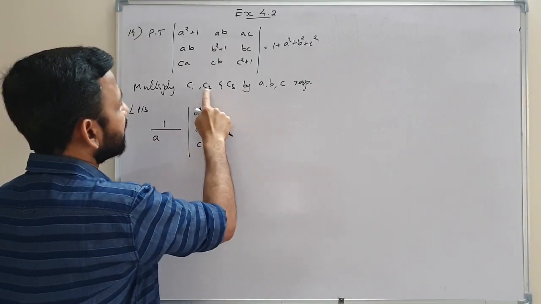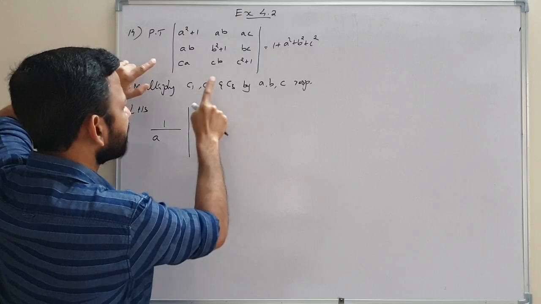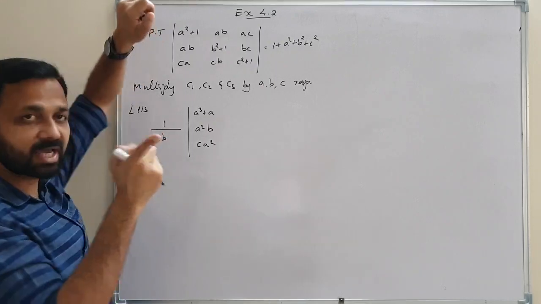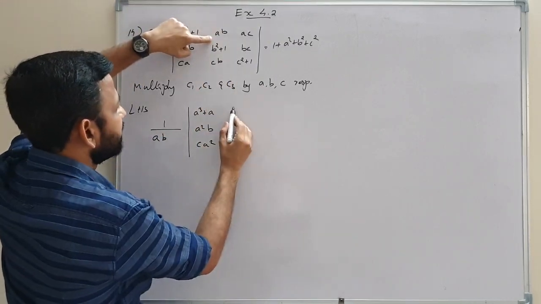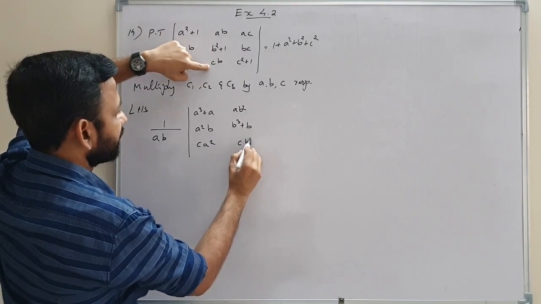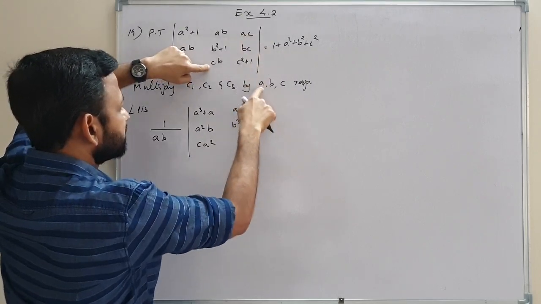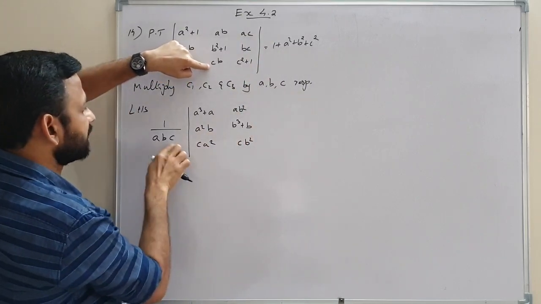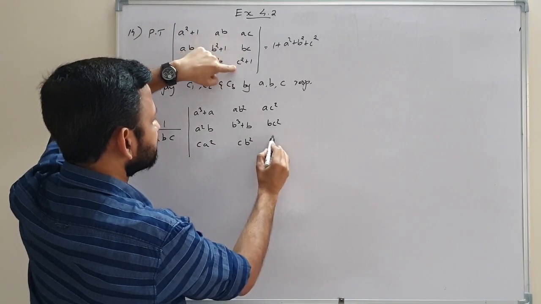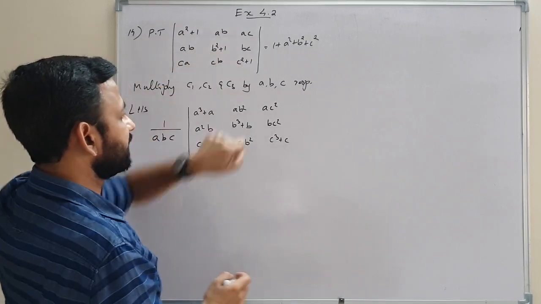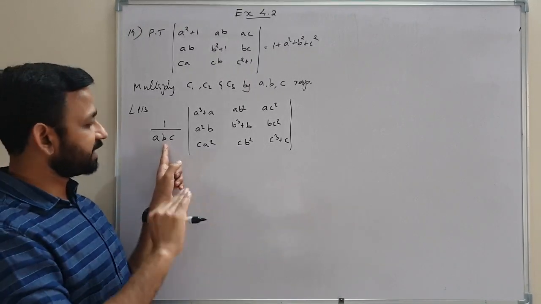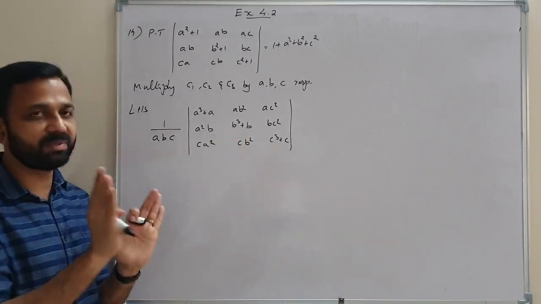Now we are going to change by multiplying C2 by B. So when you multiply C2 by B, you have to keep B in the denominator, otherwise the value will change. Multiply this one by B: AB square, B cube plus B, CB square. Then multiplying C3 by C, take C outside in the denominator: AC square, BC square, C cube plus C multiplied by C. And ABC inside, outside the bracket in the denominator, so the value of the determinant will not be changed.